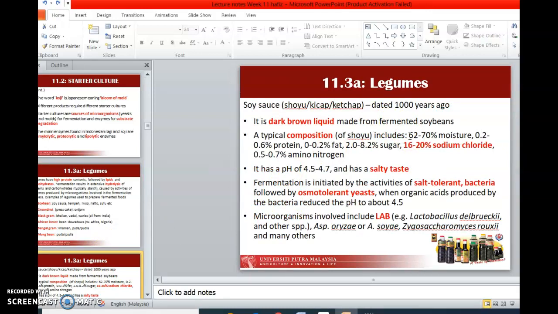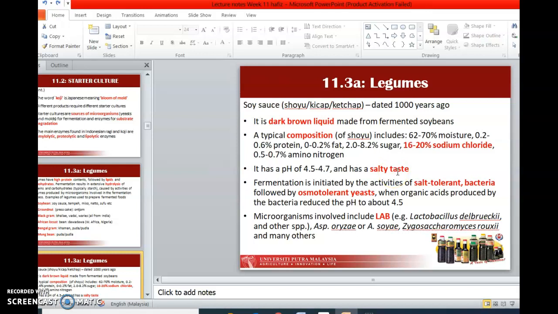One of the most famous applications of legumes in fermentation is the production of soy sauce. As you can see here, soy sauce contains a lot of salt. This salt is what contributes to the salty taste of the soy sauce.